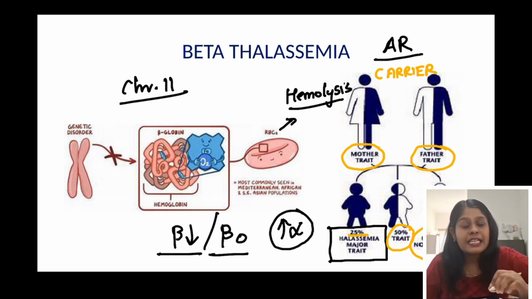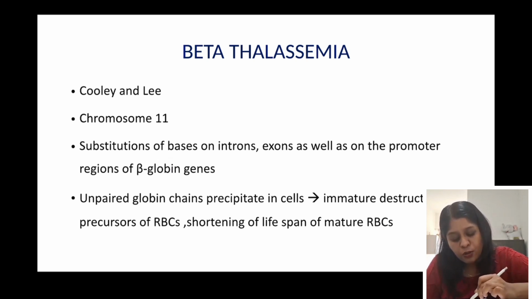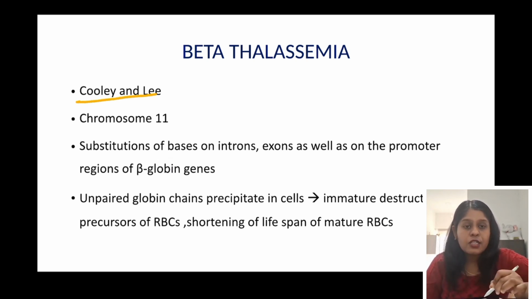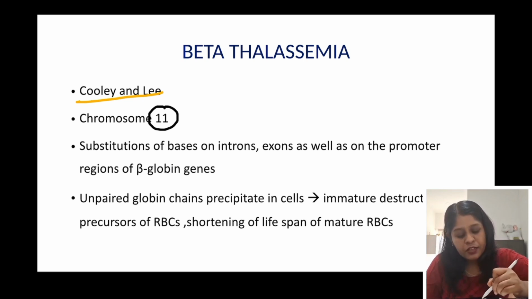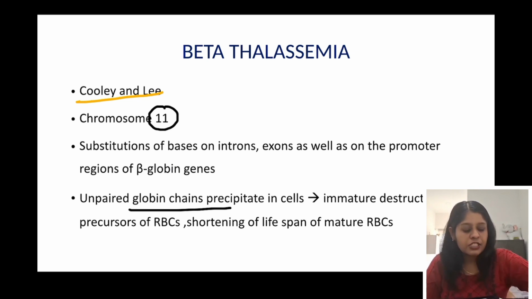So beta thalassemia is also known as Cooley's disease, and it is caused by a genetic disorder affecting chromosome 11. As I explained, the beta globin chain is reduced, and this unpaired chain will cause precipitation and premature destruction of the precursor RBCs, causing shortening of the RBC lifespan.